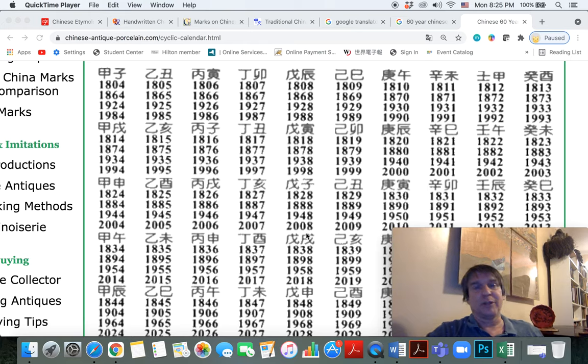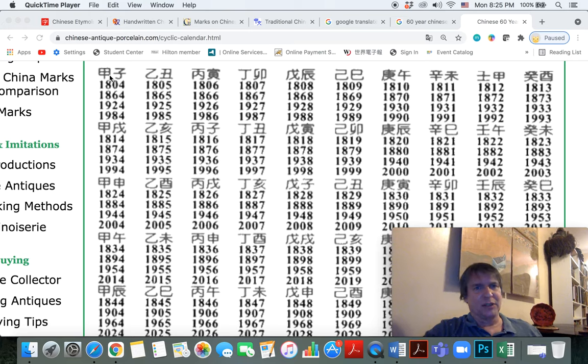But it might just be written in kaishu, which is nice and legible. After the two characters comes nian for year, and then after that might come a number, and after that yue for month, or maybe a season like winter or spring. Sometimes they'll put the season as well.